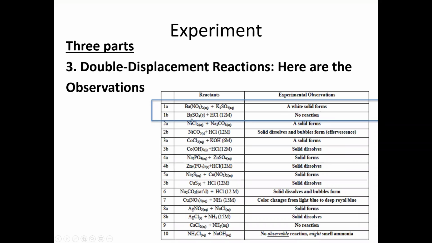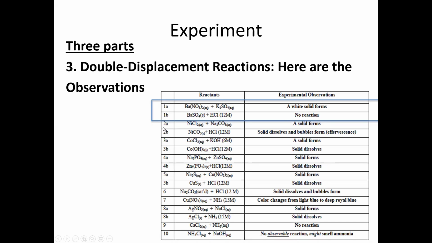1B will be barium sulfate and hydrochloric acid, right? So in this step, these two reagents will form barium sulfate, which is not soluble in water. And then in the second step, we add HCl into this barium sulfate. The precipitate remains. So we say there is no reaction.